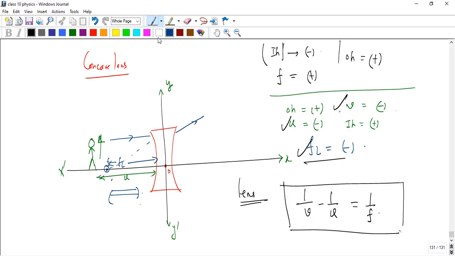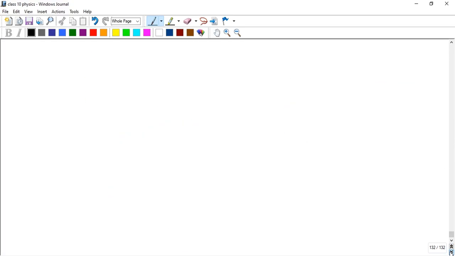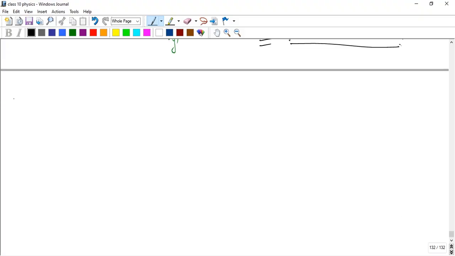Lens formula, very important, and we solve numericals, in the next class, or if possible to solve in this class also. The linear magnification, that's an important factor. What is the linear magnification?